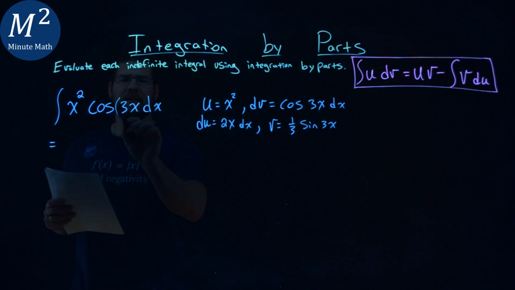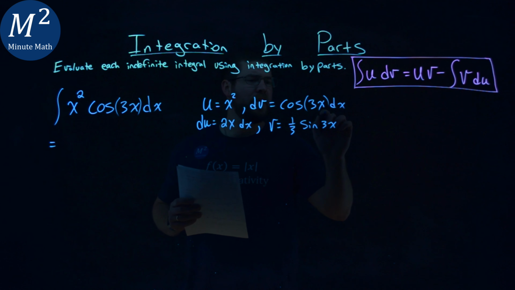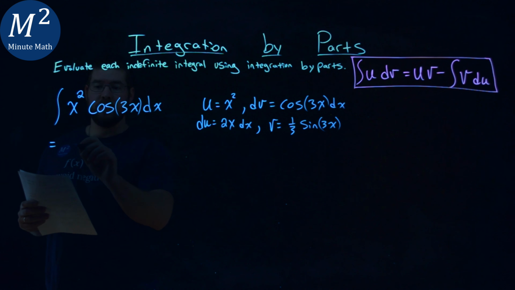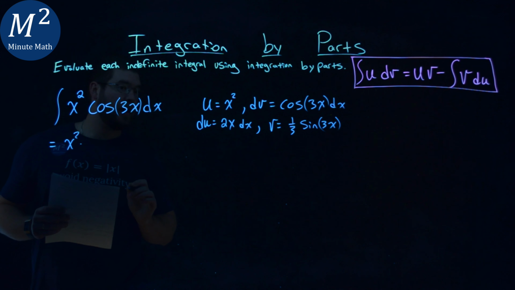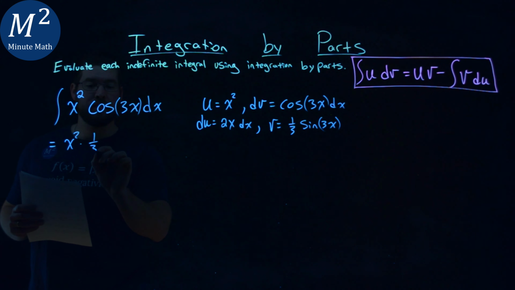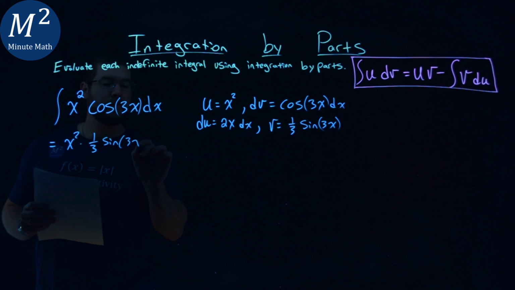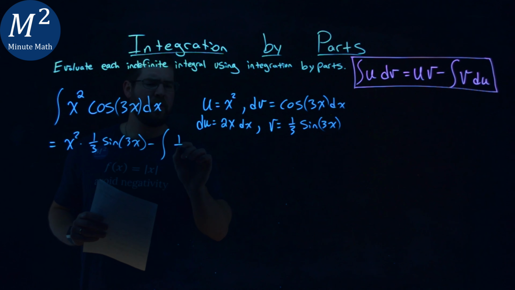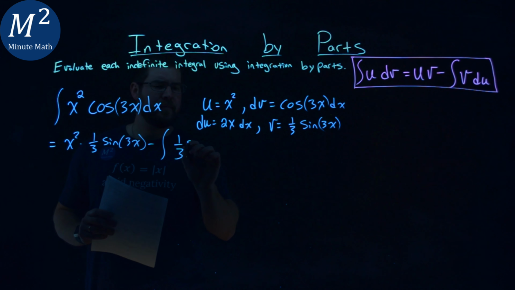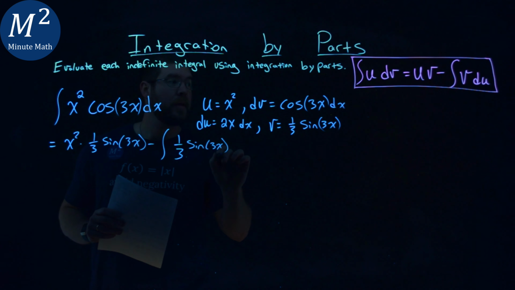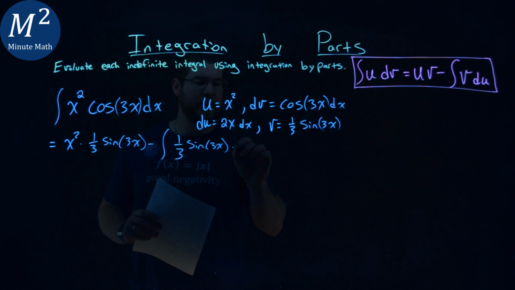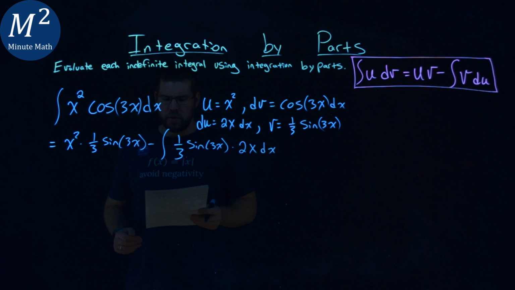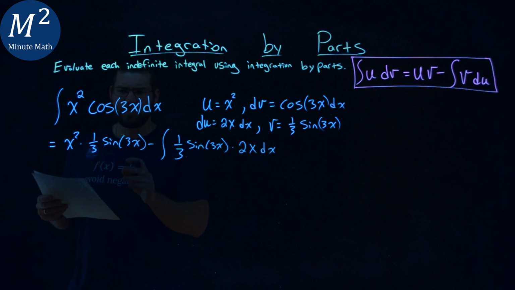Okay, and this is a cosine of 3x if you haven't noticed that, right? Little parentheses here. Okay, so u times v, u, x squared, v value, right, is 1/3 sine of 3x, subtracted by the integral of our v value, which is 1/3 sine of 3x, times our du value, which is a 2x dx. Okay. So let's go simplify this where we can, okay?